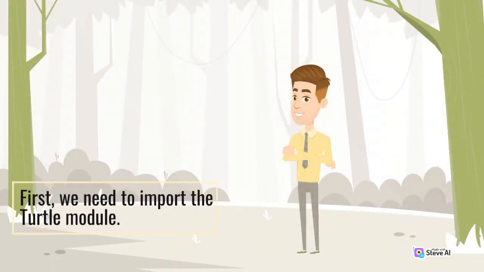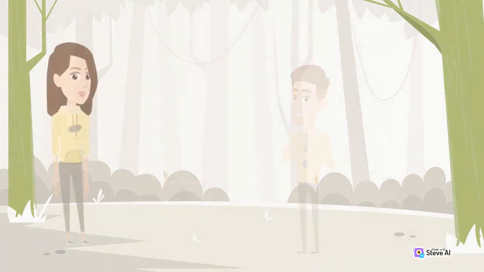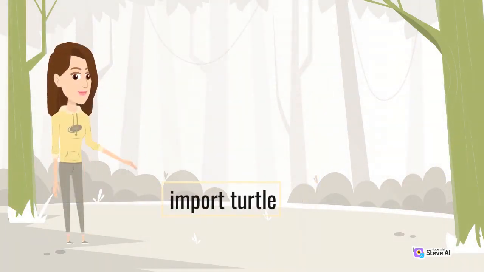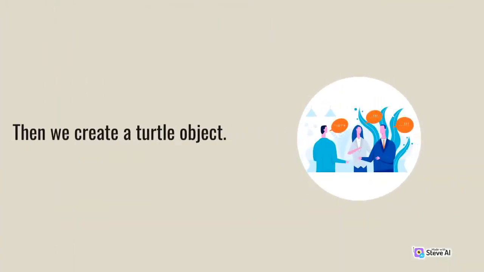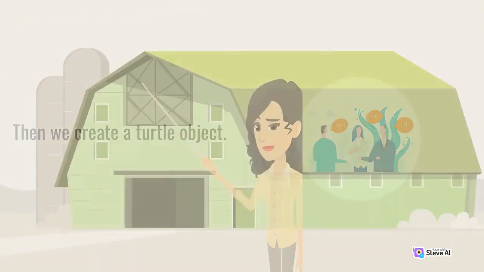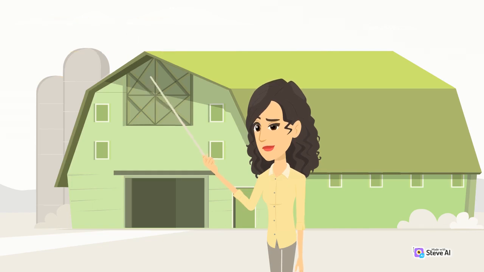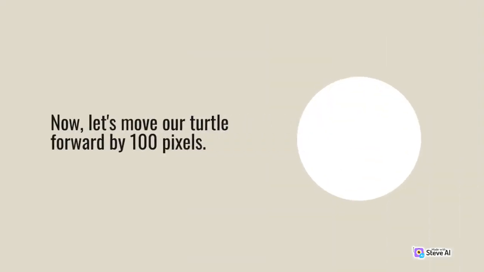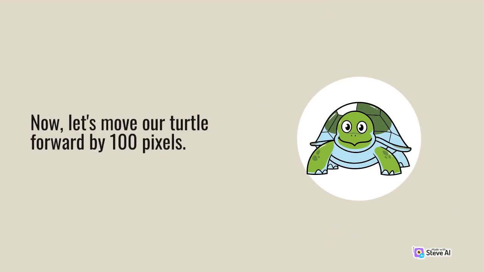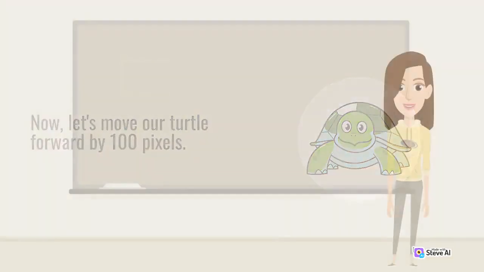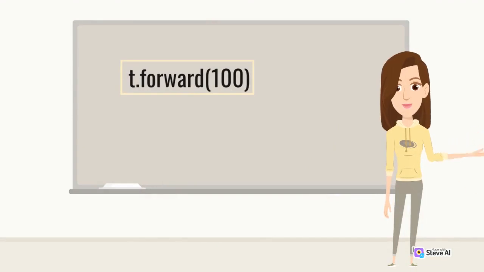First, we need to import the Turtle module. import turtle. Then we create a Turtle object. t = turtle.Turtle(). Now, let's move our turtle forward by 100 pixels. t.forward(100).